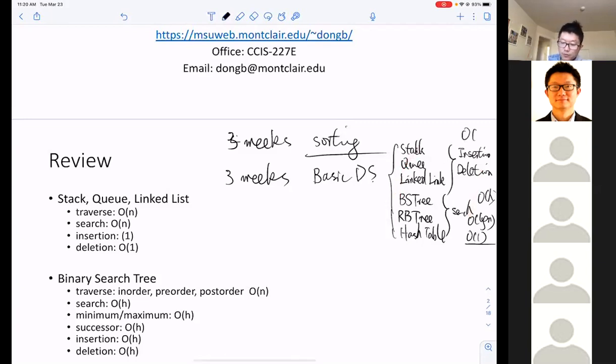So they have different purposes. If you are dealing with a lot of insertions and deletions, you should consider one of these 3. Whereas if you are going to do a lot of searches, you should consider one of these 3: binary search tree, red-black tree, or hash table. So this is what we have already learned in the first 6 weeks of our semester.